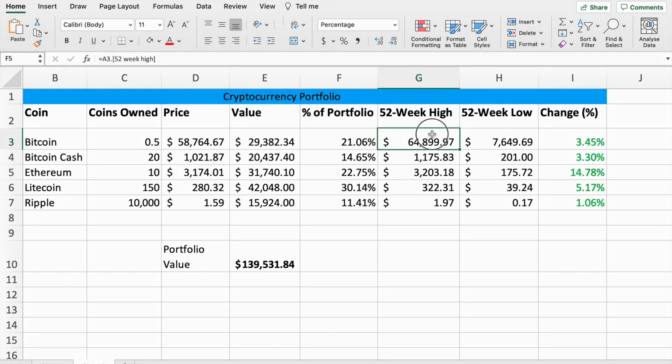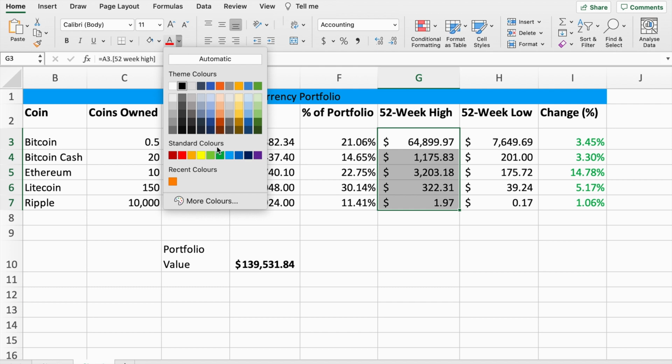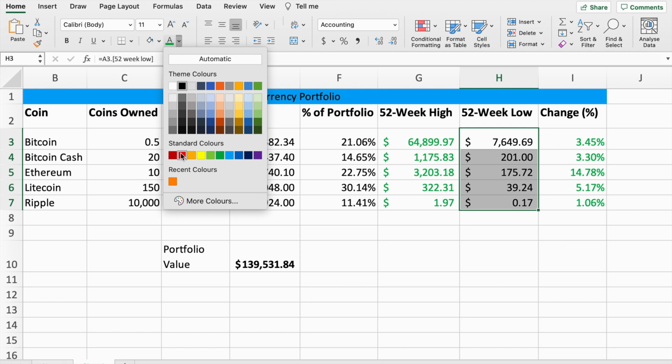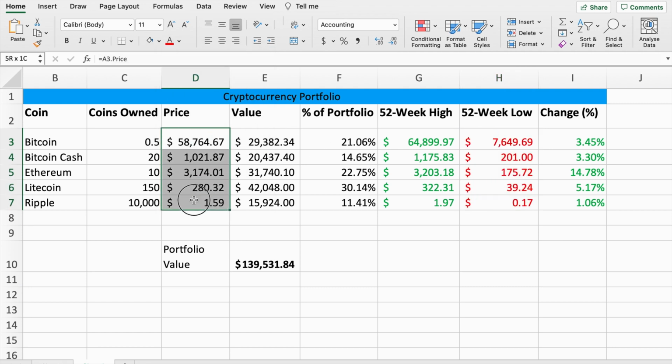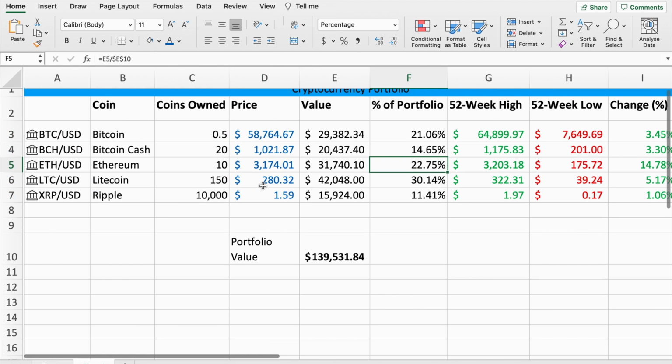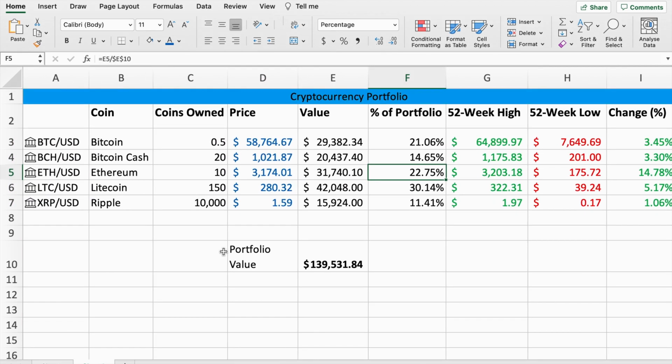I'm also going to make the 52-week highs green, just to make it look a little smarter, and the 52-week lows red. You can also do something like make the price blue. That's a nice touch, but you don't have to. So here you go, guys. This is how to build a simple cryptocurrency portfolio in Microsoft Excel.